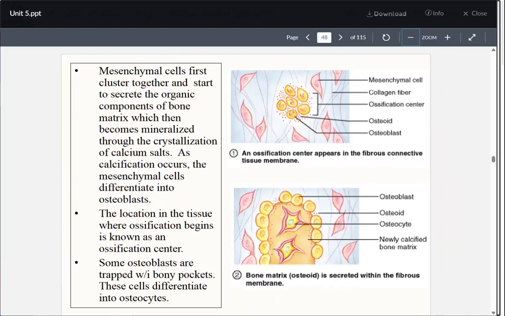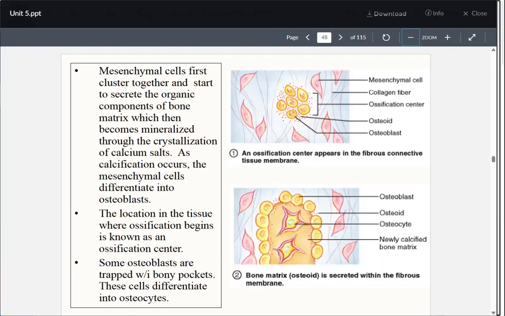This is called calcification. As this calcification occurs, these mesenchymal cells are actually going to differentiate and become osteoblasts. So they're going to become cells that actually are going to form bone as we know it. The location in these particular bones where this ossification process occurs and is going to come out from is referred to as an ossification center.